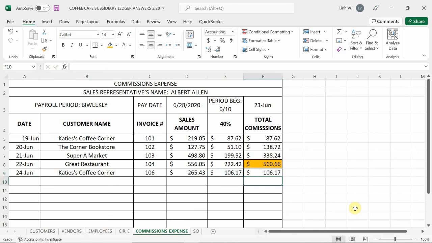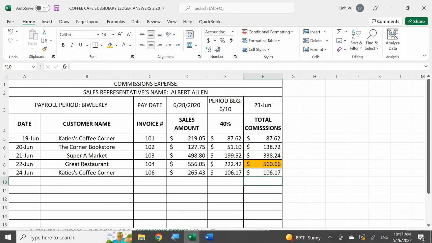Okay, so 106.17 is what we now owe him after the 23rd, because that's when the pay period ends. So that means this is a new pay period. All right, so this is what we did. We did the journal, we did the ledger, we updated the subsidiary ledger, we updated Albert.